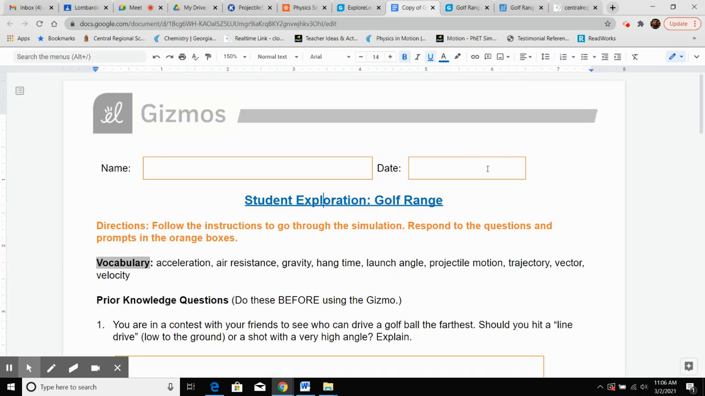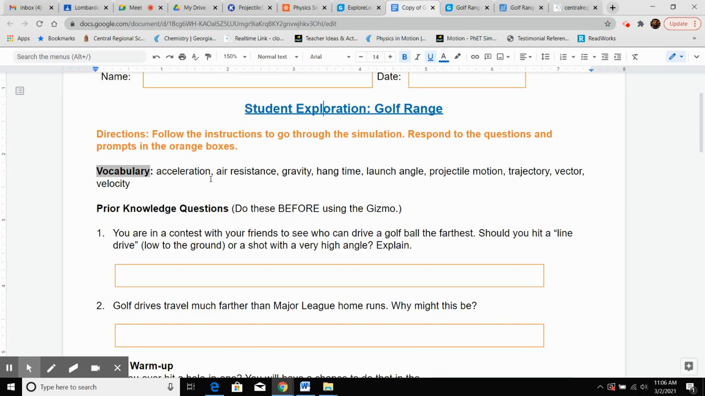So first thing is we're going to talk about a couple of these terms today: acceleration, air resistance, gravity, hang time, launch angle, projectile motion, trajectory, vector, and velocity. We should have seen 1, 2, 3, 4. Talked about air resistance on Thursday, Friday.